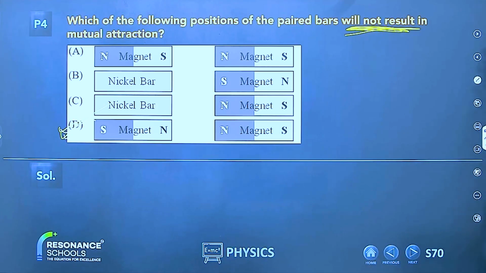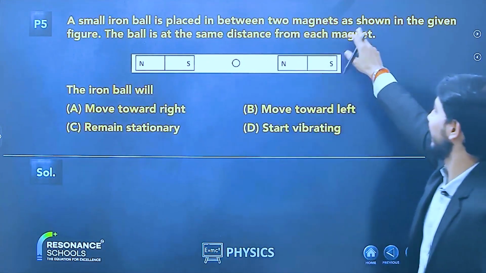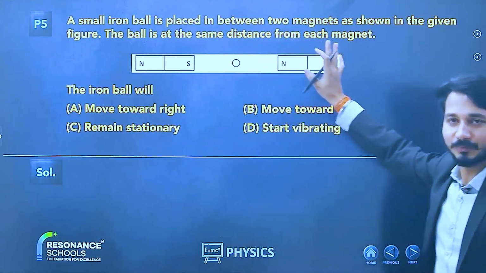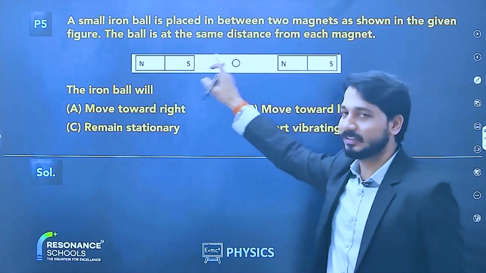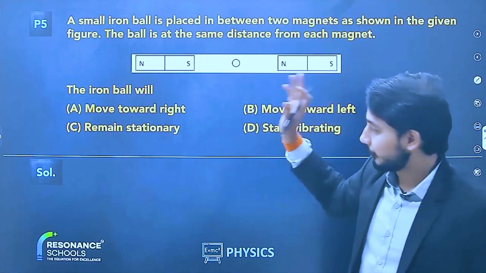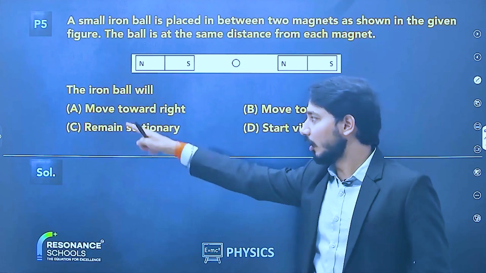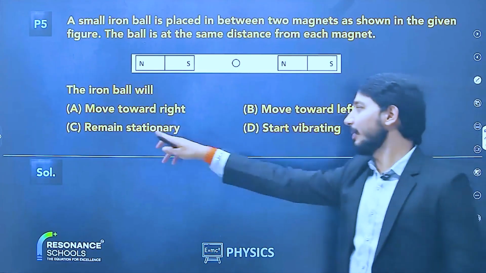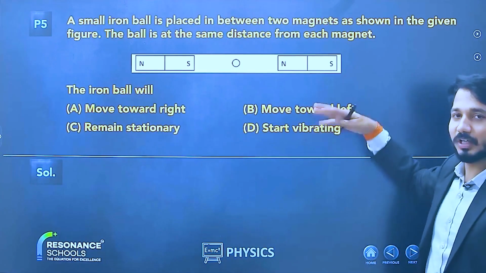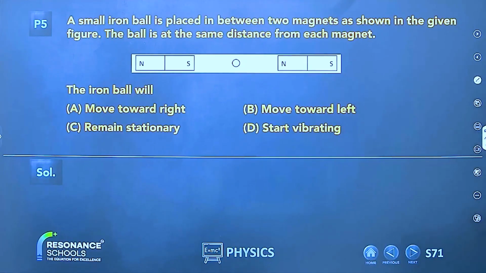Moving ahead to the next question, and the question is on the screen, which is saying that a small iron ball is placed in between two magnets as shown in the figure. The ball is at the same distance from each magnet. So what will happen to the iron ball? Option A, move towards right, move towards left, remains stationary, or start vibrating. What will happen? Start commenting the answer fast.